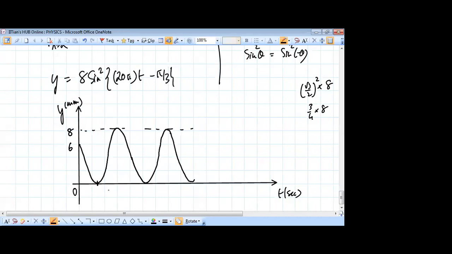Now this time, what will this time be? Suppose this is T1, this is T2, this is T3, this is T4. So let's calculate these values of time.